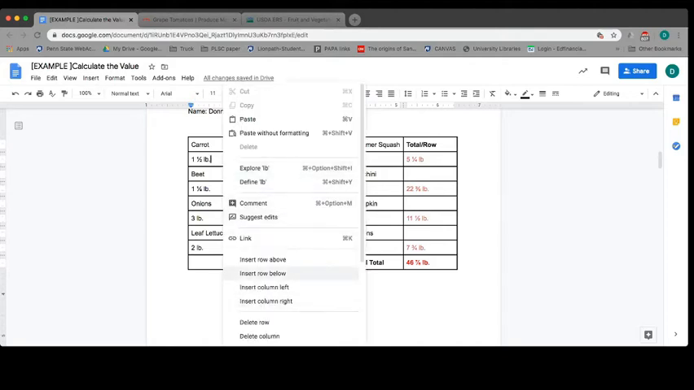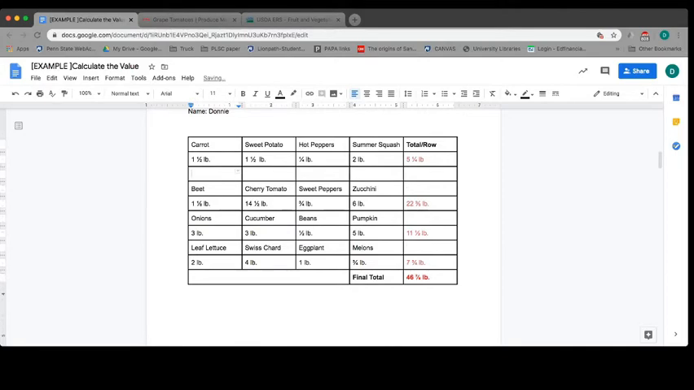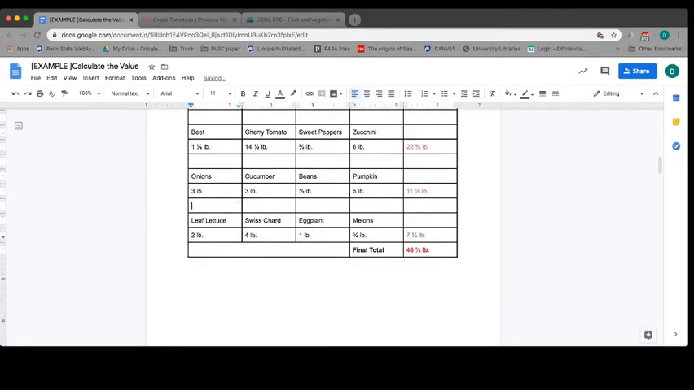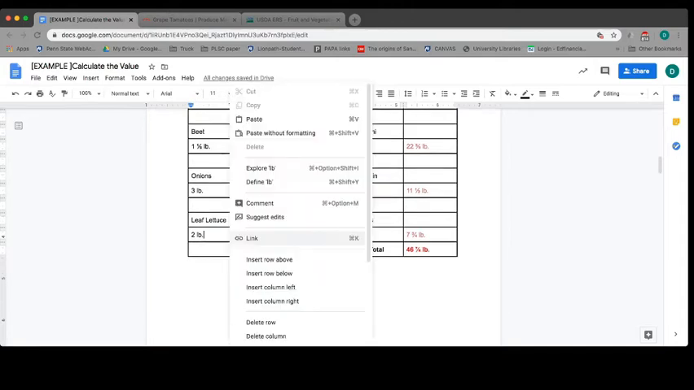So I need to insert rows below each of the rows we figured out last week. I'm just clicking into the row that has poundage, right click, insert row below.